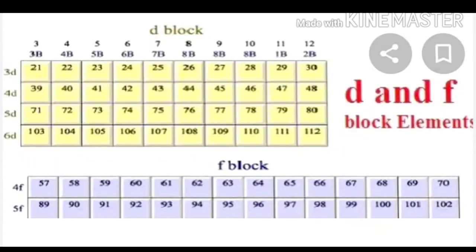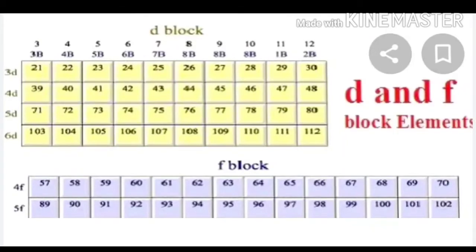The general electronic configuration of this series is ns1 to 2, (n minus 1) d1 to 10. Now the general electronic configuration is 4s1 to 2, (4 minus 1) d1 to 10, that is 4s1 to 2, 3d1 to 10. So in the 3d series, two elements have exceptional electronic configuration because of their extra stability. The two elements are chromium and copper.